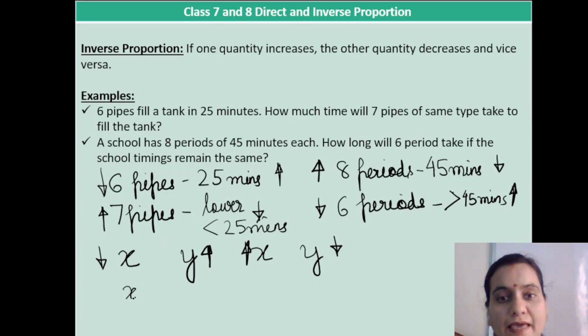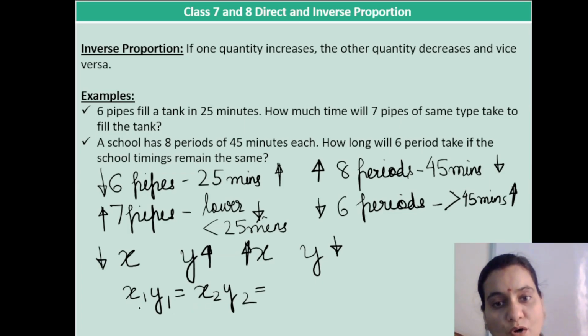Okay, so how do we define it? It will be like this: x1 y1 equal to x2 y2. The product of these two entities, suppose 6 into 25, will always be equal to 7 pipes into the time taken by 7 pipes. If I replace x1 with 6 and y1 with 25 minutes, then whatever product I get will be the same as when I replace x2 with 7. I can use this to find the value of y2.